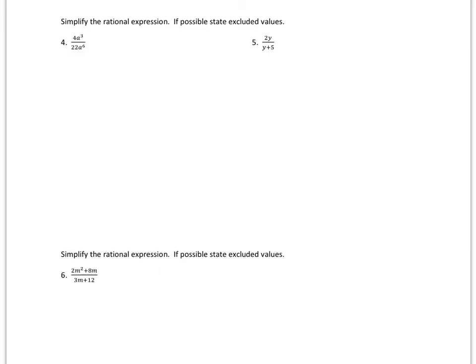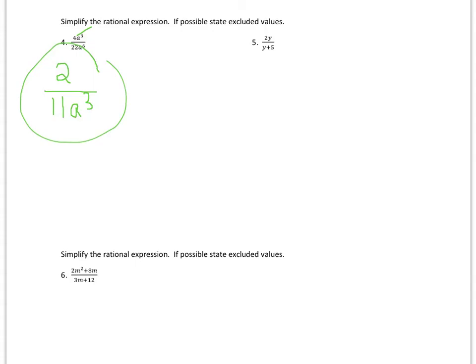So how many times does 2 go into 4? Twice. How many times does 2 go into 22? 11. All three of those would cancel out. You'd be left with 3 on the bottom. So there it is.